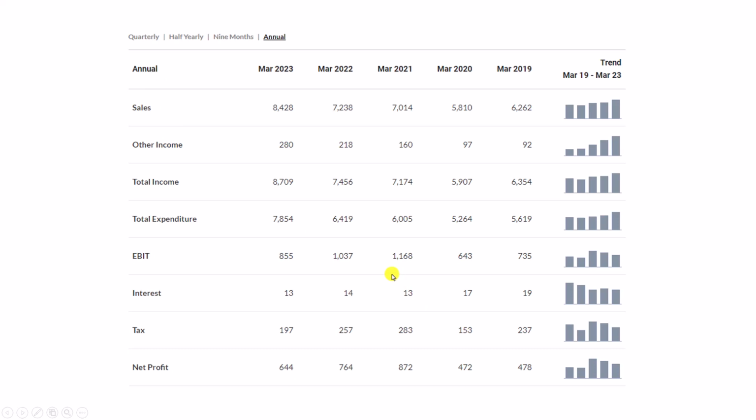Escorts is a company which manufactures machineries related to agriculture, mainly tractors. Now, if you look at the profit and loss statement or income statement here, we can see that details of 5 years is available. Latest is March 2023.